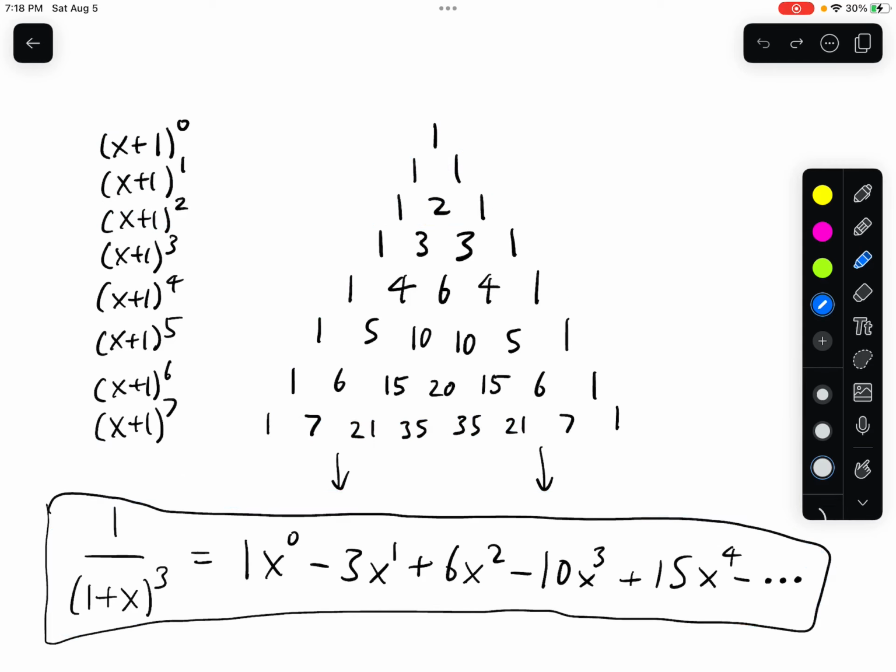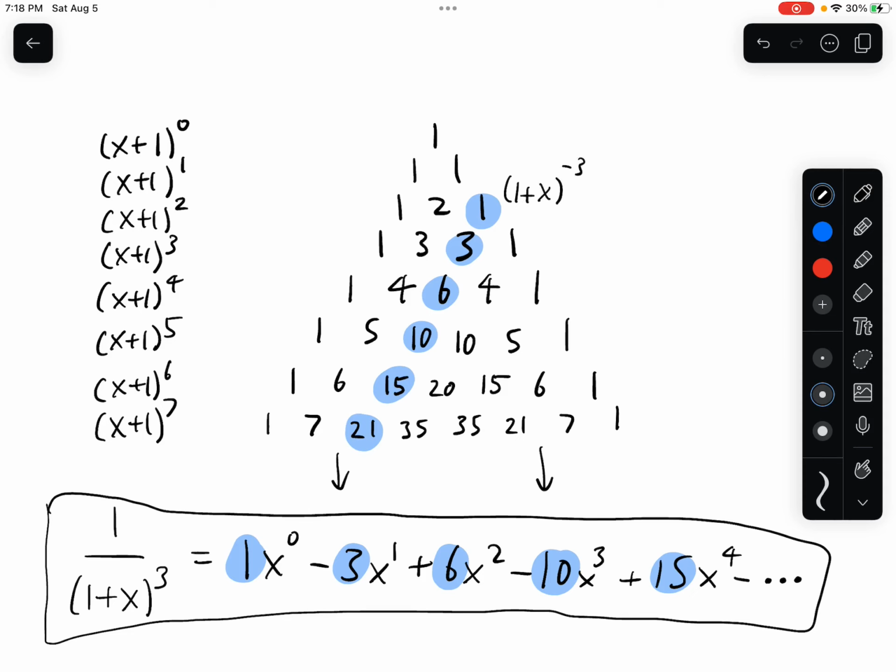So now let's focus on the coefficients in the bottom series. 1, 3, 6, 10, 15. Are they in Pascal's triangle? Well, yeah, they're here. 3, 6, 10, 15, and if we continue this series, we'll see 21 as well. So this is quite interesting. We can see that the third diagonal of Pascal's triangle, where this is the first diagonal of Pascal's triangle, that corresponds with 1 plus x to the negative third.